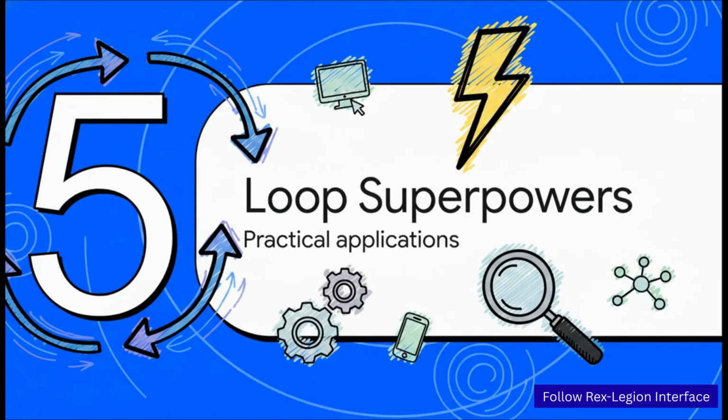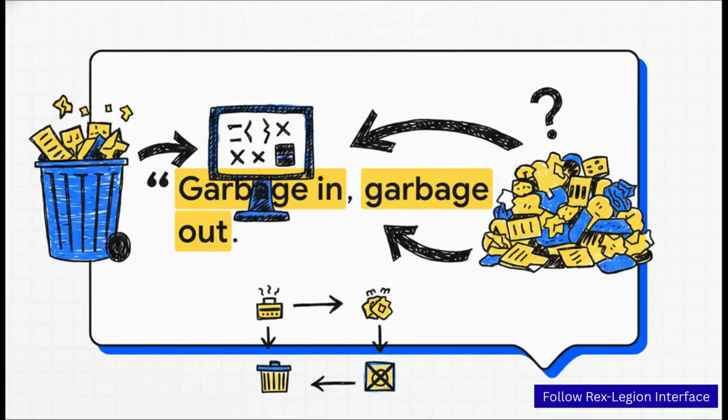So we know how to repeat things, but loops can do so much more than just print some text or do simple math. They actually give our programs some serious superpowers for solving all kinds of practical, real-world problems. You've probably heard this classic programming phrase before: garbage in, garbage out. It means if you put bad data into a program, you're going to get bad results out of it. A computer will happily calculate a salary for someone who supposedly worked negative 40 hours. So, how do we prevent that?